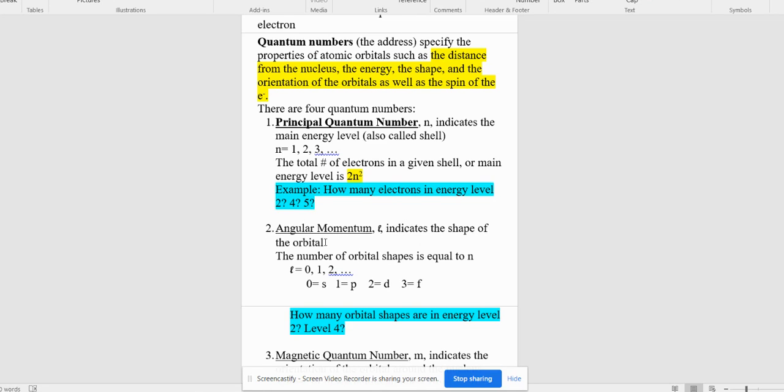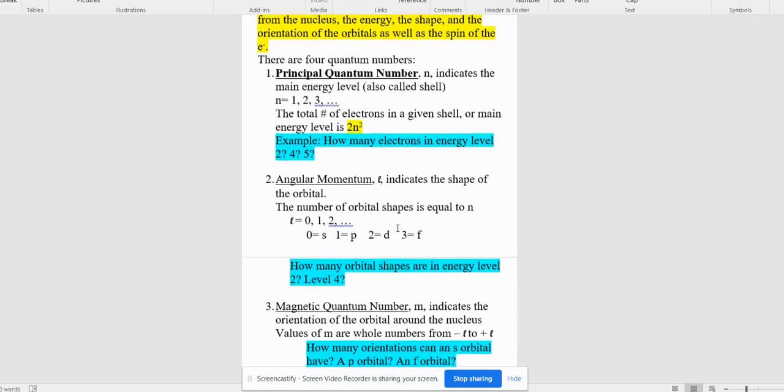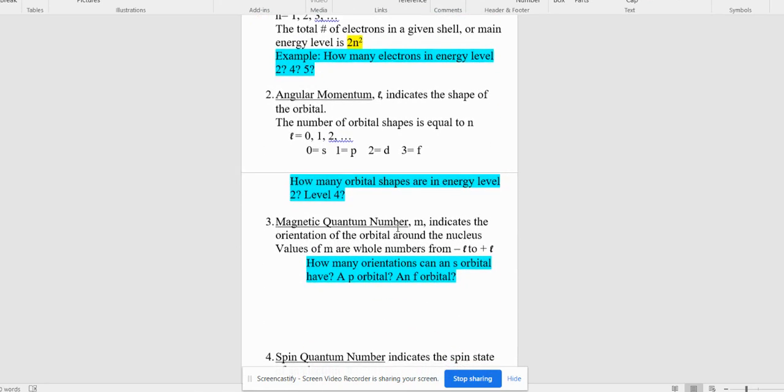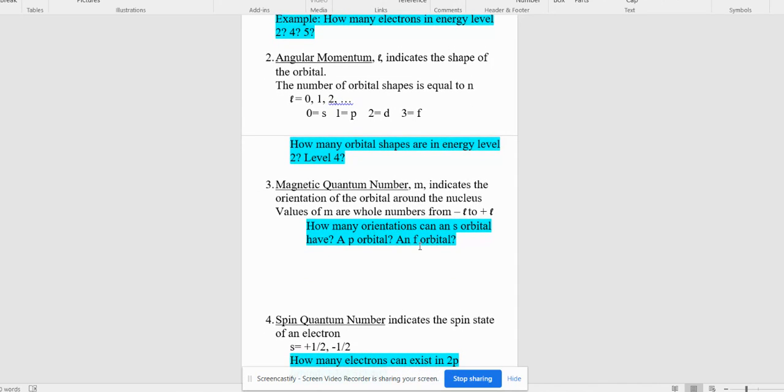Angular momentum is just the shape. So remember, S is a sphere, P is that figure 8 shape, D kind of looks like a flower, it has 4 lobes, and F is a very strange shape. We will look at those in your book on Thursday. The magnetic quantum number tells you the orientation.